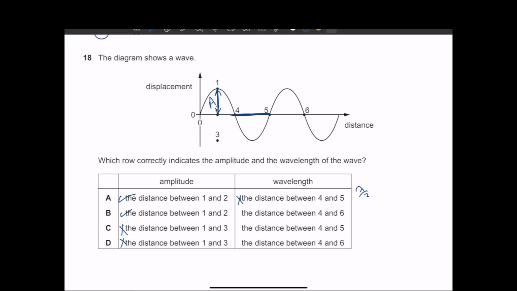The distance between 4 and 6. Yes, I got one trough and one crest. So this is the wavelength, or one wavelength. It is the length of the wave. So this is correct. The distance between 4 and 5, again, we said it's wrong. The distance between 4 and 6, we said it's correct. So the common correct answer here is B. So I'm going to go to option B and highlight it.